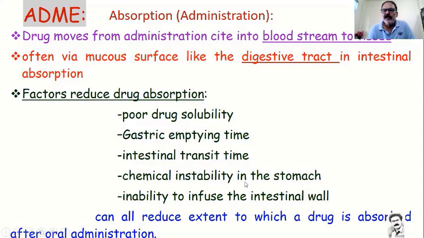And chemical instability in the stomach. If the chemical you are taking is not stable in the stomach, automatically it will not be absorbed or taken into the bloodstream. Inability to infuse the intestinal wall. These intestinal walls have a small, very thin membrane. The drug will go and infuse. It will attach to the intestine and slowly penetrate and get into the bloodstream. If the drug has an inability to infuse, automatically the drug will not be absorbed into the body.